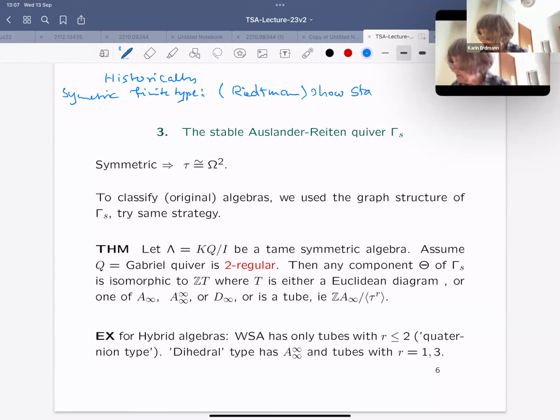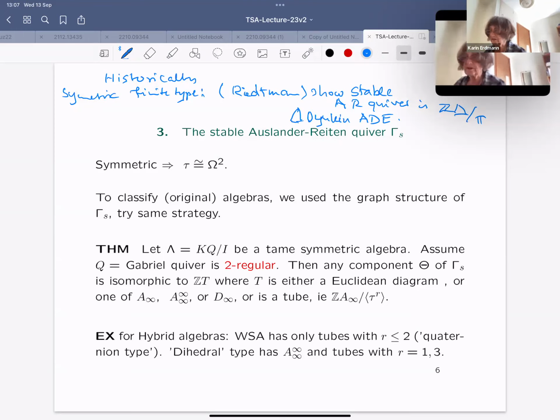the stable Auslander-Reiten quiver is, what is it for finite type? Z Delta modulo some group, and Delta is Dynkin, ADE. And so then she and various collaborators considered all algebras with such an Auslander-Reiten quiver. Okay, it's stable, so you don't have any projectives there, and you put back the projectives, and so then you classify the algebras, right?